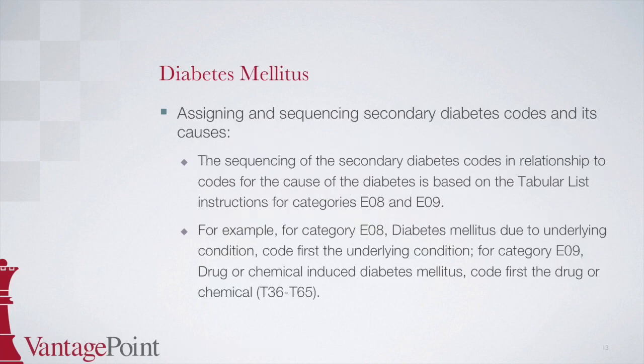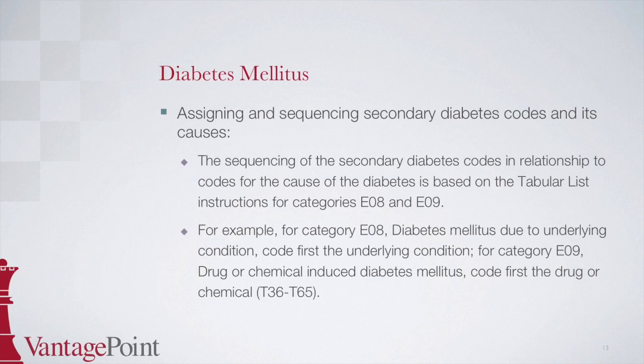For patients who have secondary diabetes, make sure you follow the tabular list instructions for proper sequencing of the secondary diabetes codes and their causes. Category E08 is diabetes due to underlying condition. You would code the underlying condition first, such as cystic fibrosis or cancer, followed by the E08 category code.